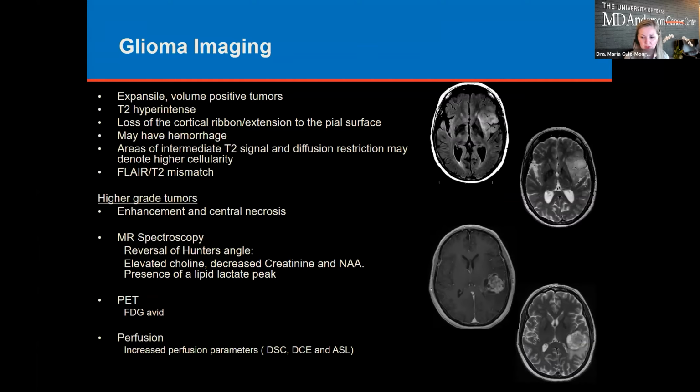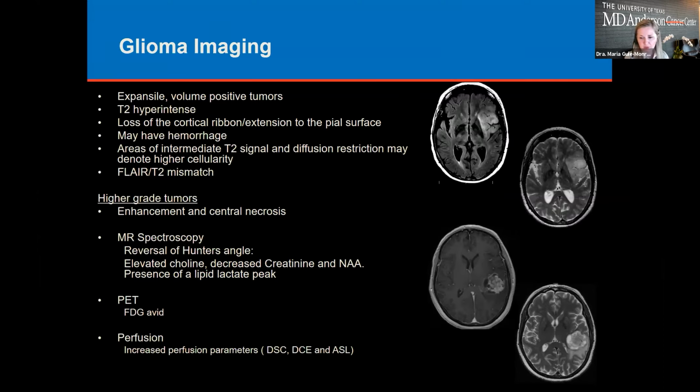Gliomas can present with hemorrhage in rare instances, and areas of intermediate T2 signal and diffusion restriction may denote higher cellularity. Presence of T2 hyperintensity that suppresses on FLAIR, or the finding of the T2-FLAIR mismatch sign, which Dr. Fuller showed, is again, like he said, almost 100% indicative of an IDH mutation. Contrast enhancement is due to microvascular proliferation, and the new vessels that form have a poor blood-brain barrier, resulting in leakage of contrast. This typically denotes a higher grade tumor.